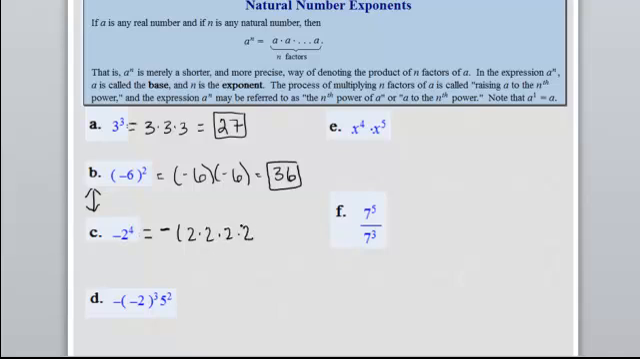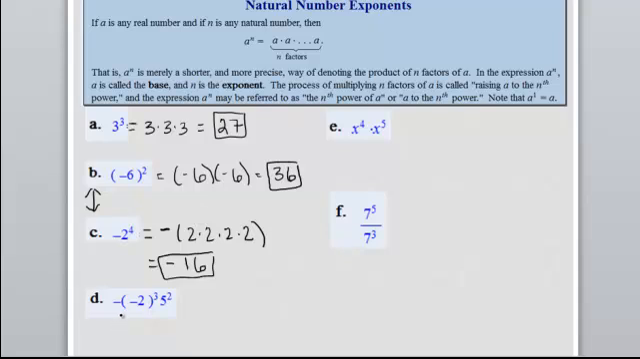My little dots aren't working for some reason. There we go. So we have negative 2 times 2 is 4, 4 times 2 is 8, 8 times 2 is 16. So -2 to the fourth power is -16. If you aren't quite sure about these last two, go back and watch them again and see if you can understand the differences between them.